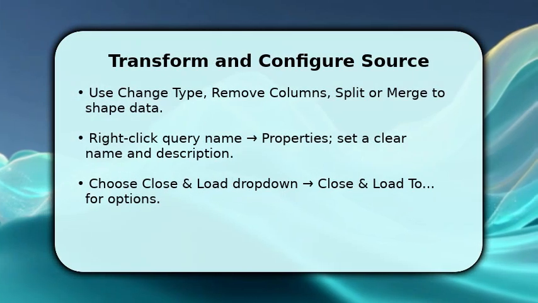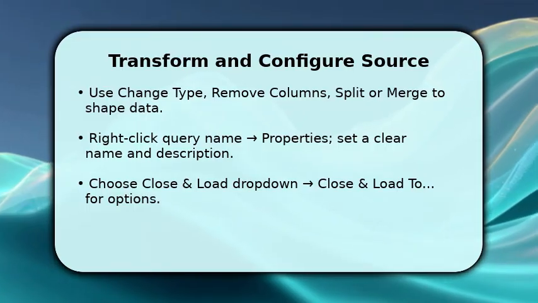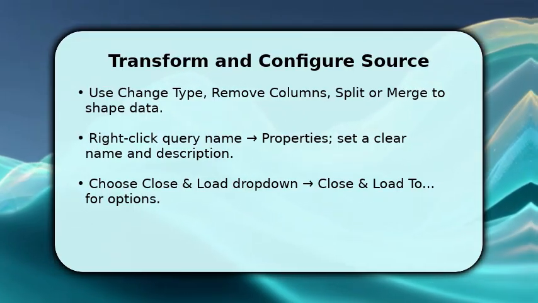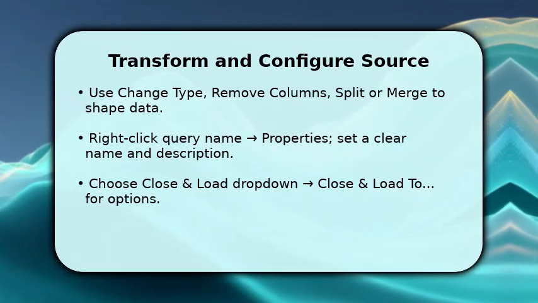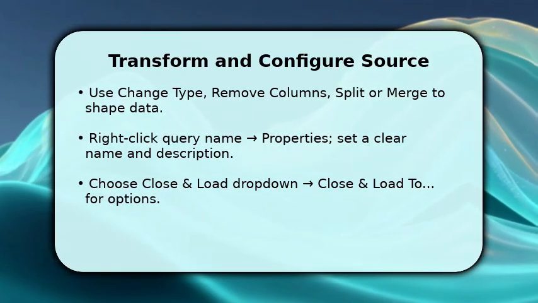Once in Power Query, apply transformations that make the data consistent. Change column types, remove unnecessary columns, split or merge fields, and filter rows. These steps ensure the link delivers usable data every refresh.